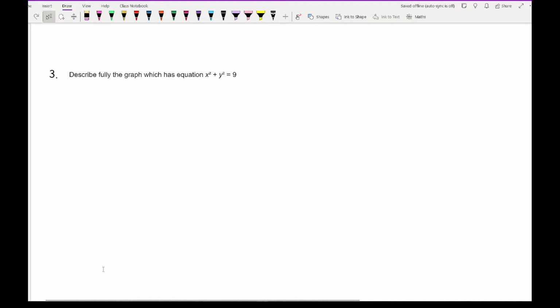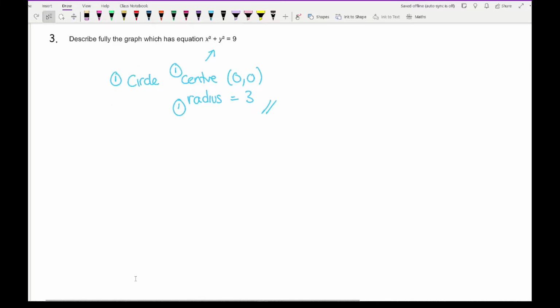Moving on to question 3, it says describe fully the graph which has the equation of x squared plus y squared equals 9. So for this, we just need to state that it's a circle with a center of being the origin or 0, 0 and a radius of 3. So I would say that if this was worth 3 marks, you get 1 mark for mentioning it's a circle, 1 mark for mentioning the center, and 1 mark for stating the radius.